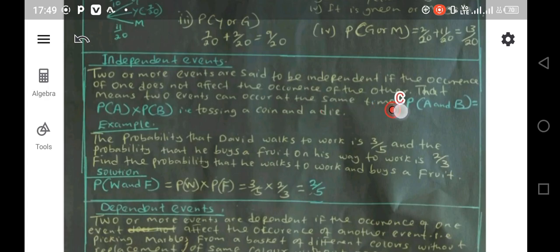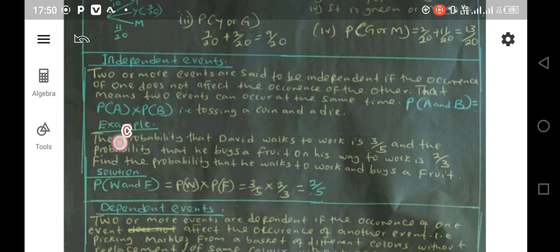So that means the probability of A and B happening, according to the laws of probability, is the probability of A times the probability of B. The mathematics says that you have to multiply the probability of A times the probability of B.